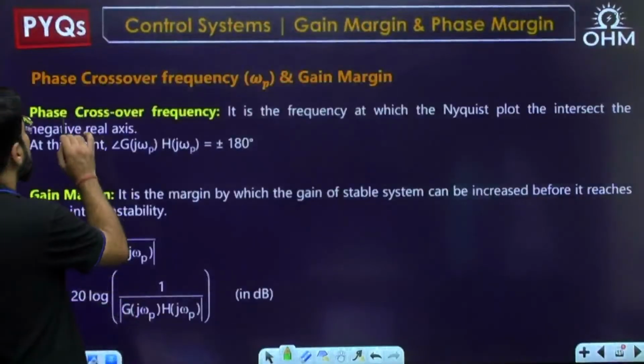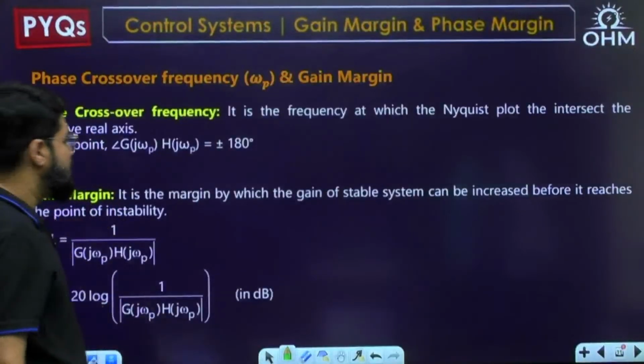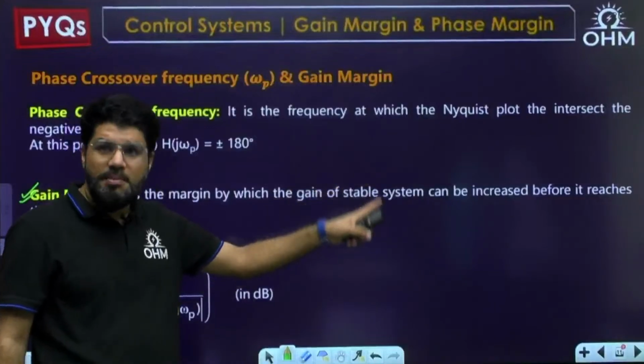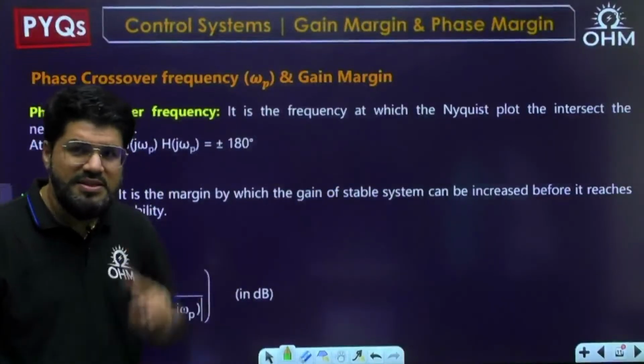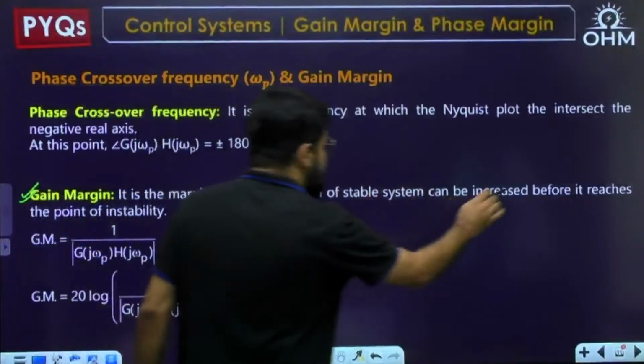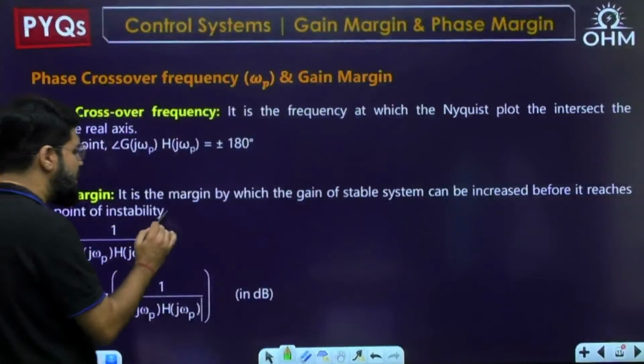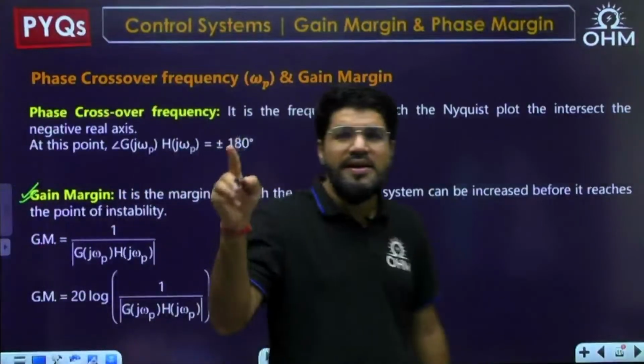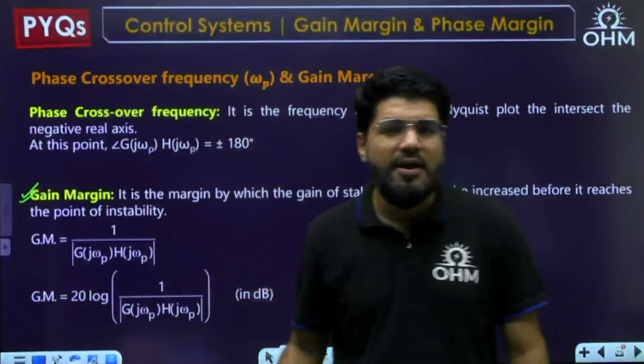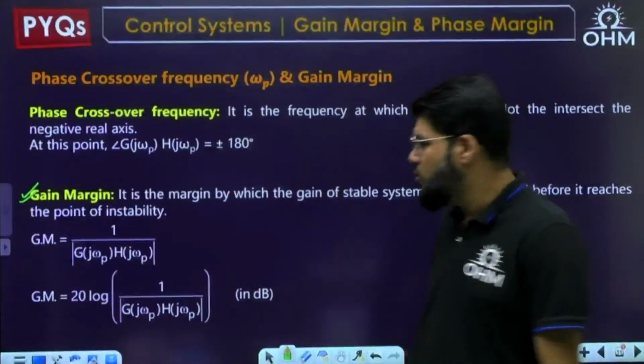Now see, gain margin. What is the gain margin? It is the margin by which the gain of a stable system, like the previous one, can be increased before it reaches the point of instability. What is that point of instability? Minus 1 comma 0. The stability is dependent on the encirclement of minus 1 comma 0, right?